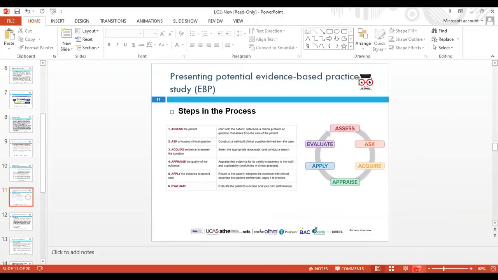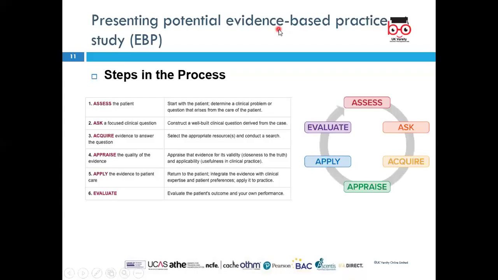So you're presenting potential evidence-based practice. In this, there are basically 6 steps. So you're in this whole process, assessing the patient. Start with the patient. Determine the clinical problem or question that arises from the care of the patient.